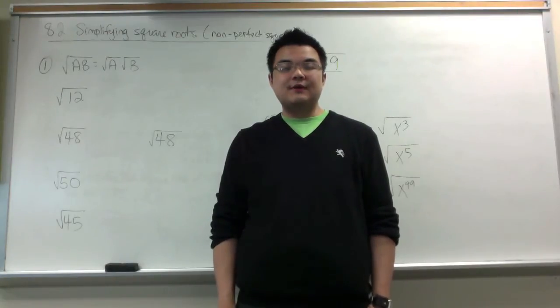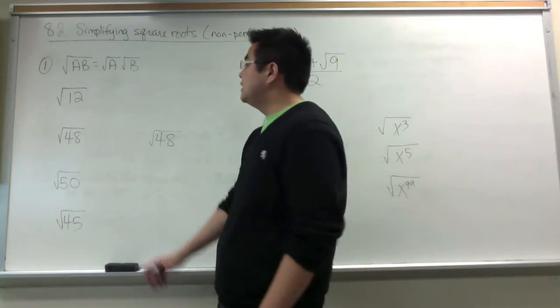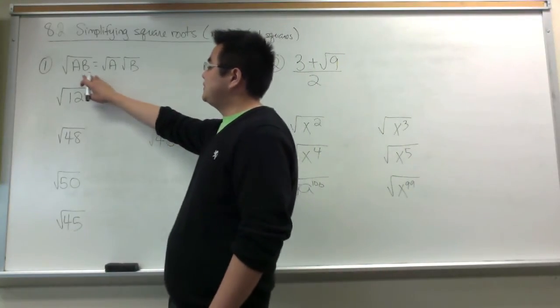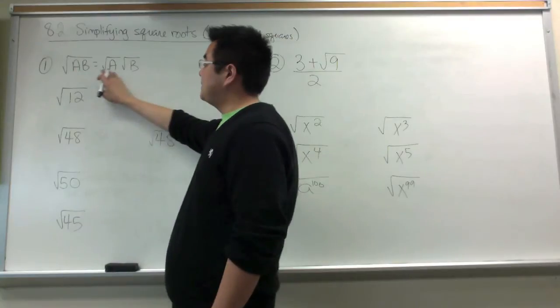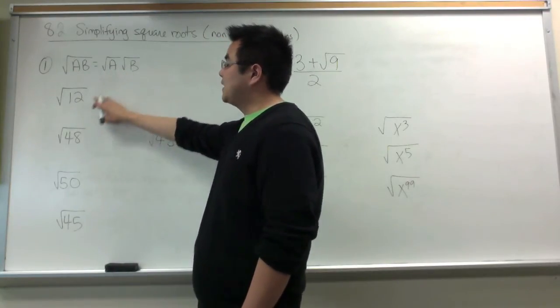These are the section notes for 8.2, simplifying square roots of non-perfect squares. To simplify a non-perfect square, we're going to use this formula: the square root of AB can be broken up into two factors, the square root of A times the square root of B.